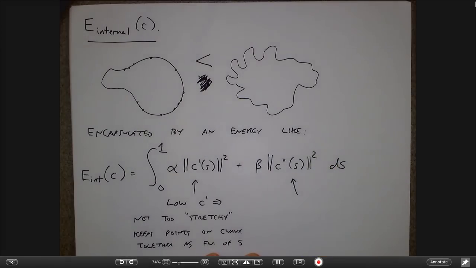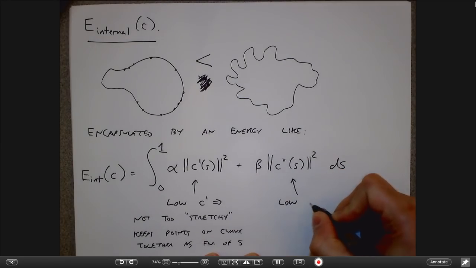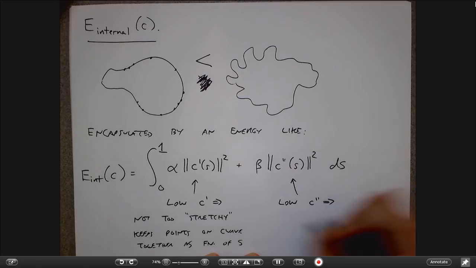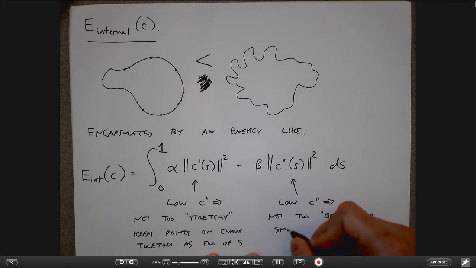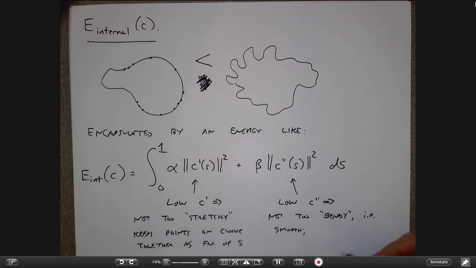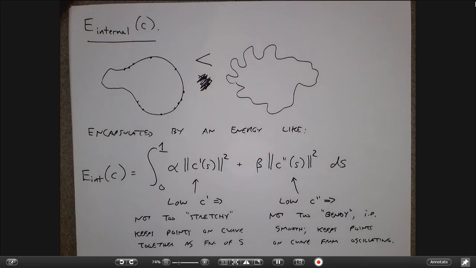This part is basically saying that if I want a low double derivative, it means the curve is not too bendy. This is really technical. Having a term like this basically keeps points on the curve from oscillating, and that's going to prevent me from being in this state, right? So the double derivative of the curve is related to basically the curvature, right?